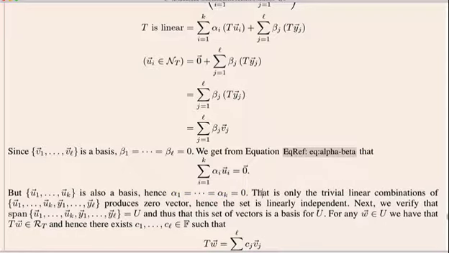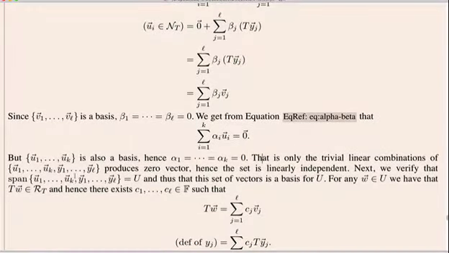That means that only the trivial linear combination of u_1, ..., u_k, y_1, ..., y_l produces 0, because both the alphas and the betas must be 0. And that means that this set is a linearly independent set. For a basis, we also need that the span of these vectors equals the whole space U.